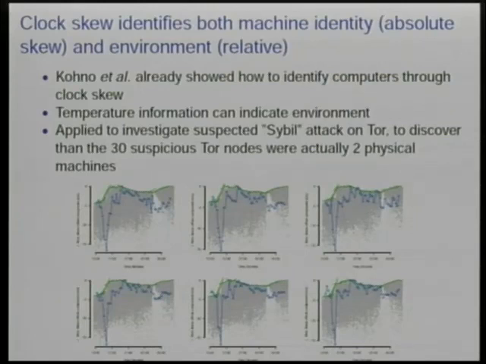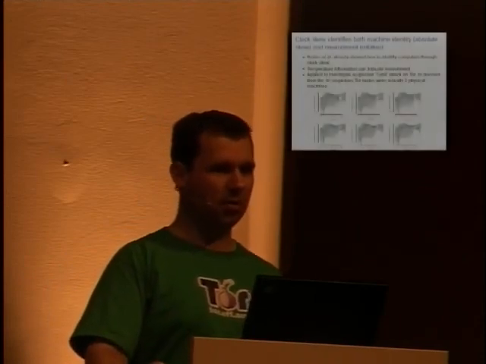I mentioned that there was a paper that showed that clock skew can act as a fingerprint of the physical host. Also, if we can measure the temperature, then we can guess about the environment. So after I wrote the original version of my paper, there was a small panic on the Tor mailing list because round about 30 Tor nodes appeared over a very small number of days. And this looked suspiciously like a Sybil attack. They were all on the same /16s, all in the same ISP. The contact information was bogus.